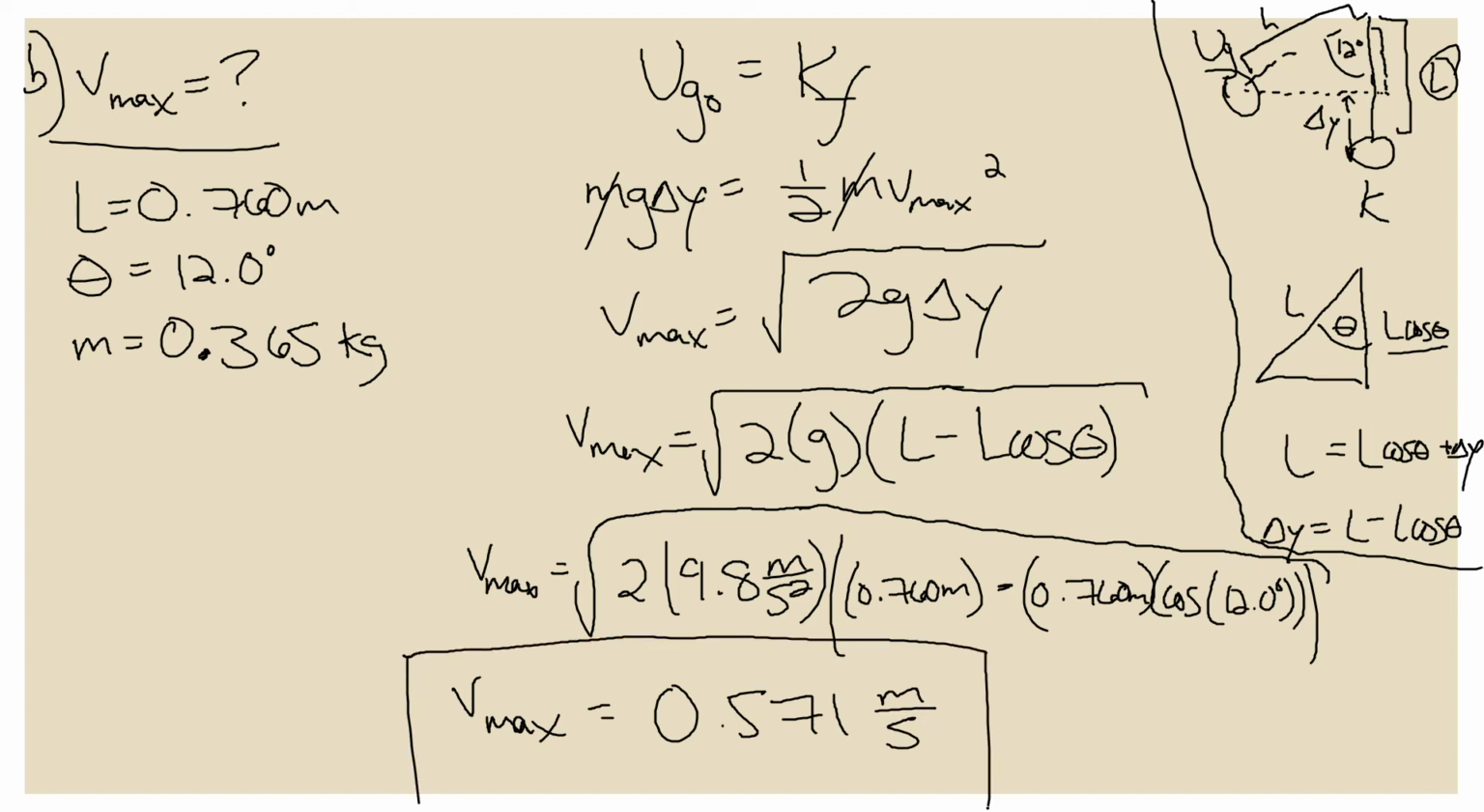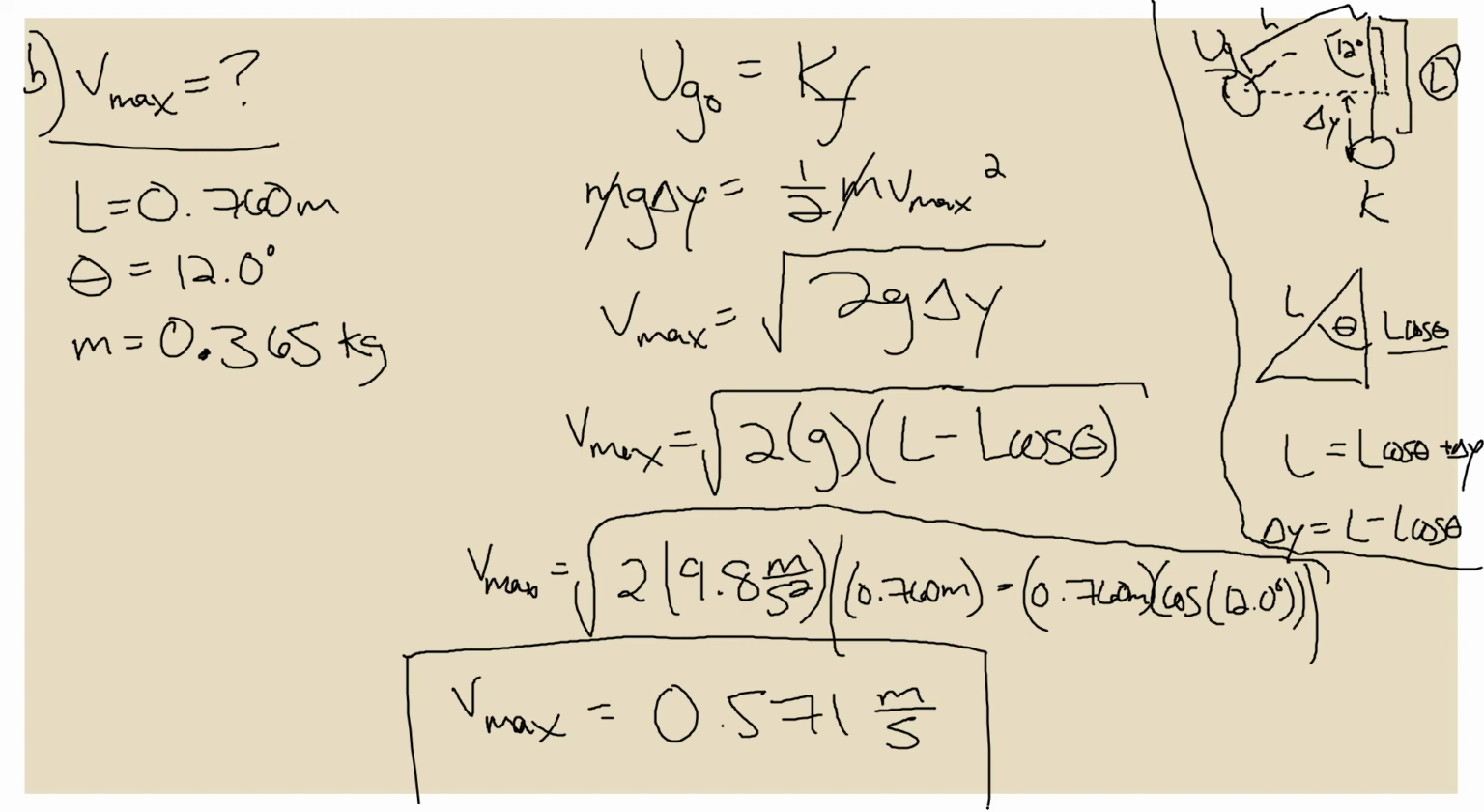This L minus L cosine theta part is really, really important for determining the height of a pendulum. And it is something that I've seen come up on AP questions from time to time. So it's good to be able to recognize that and do that. Take a second to pause this video here and write that down. And when you hit play, we'll move on to part C of this question.